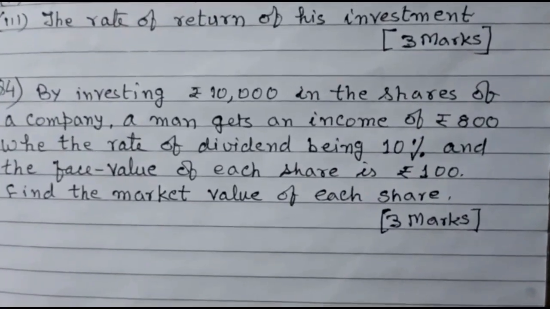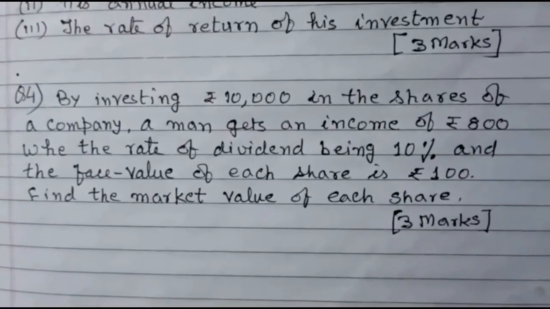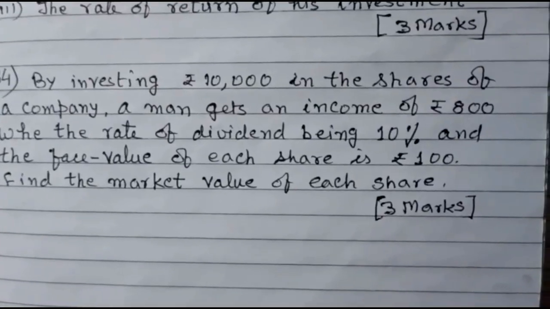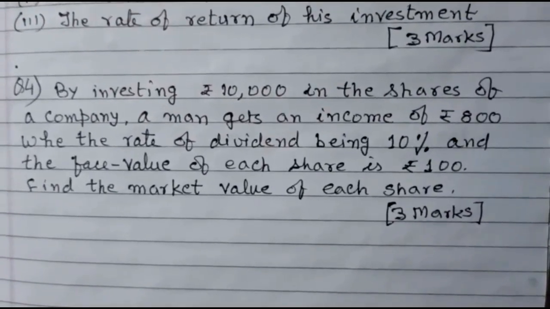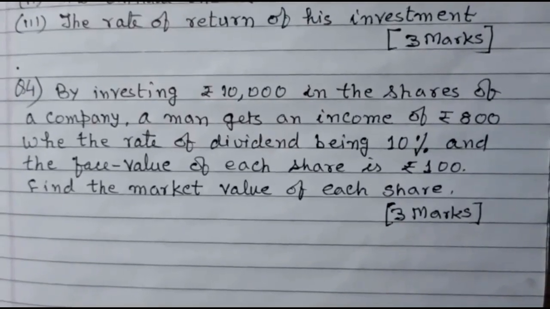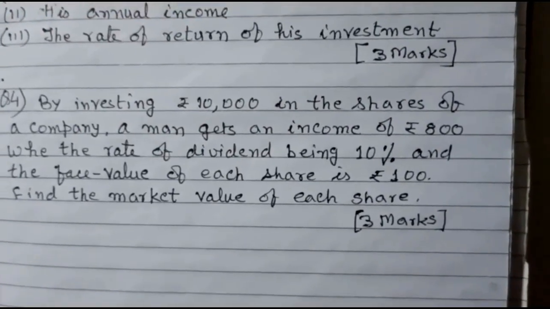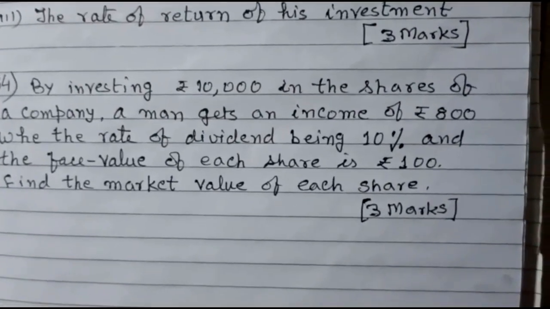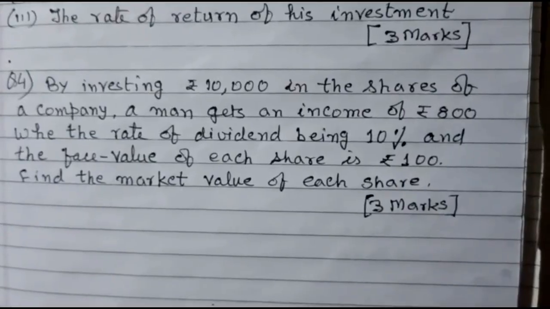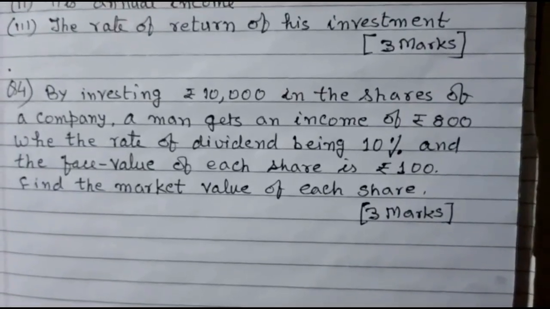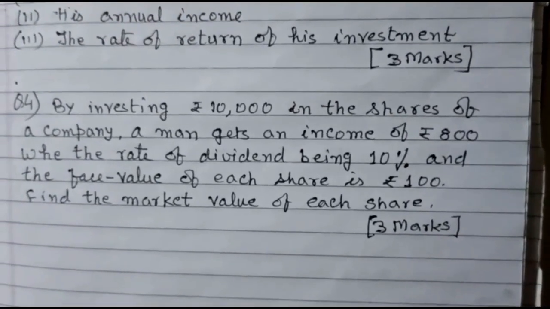By investing rupees 10,000 in the shares of a company, a man gets an income of rupees 800 when the rate of dividend is 10% and the face value of each share is rupees 100. Find the market value of each share. Again, this also has 3 marks.